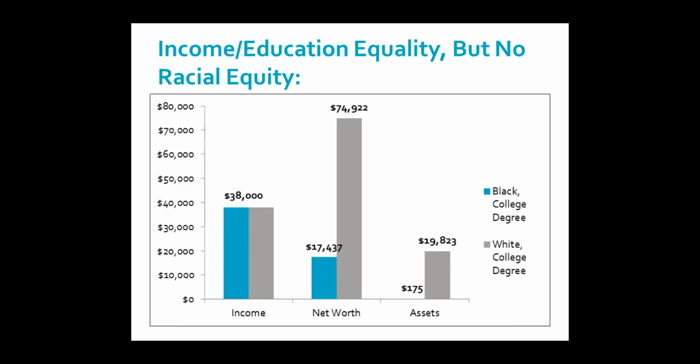And in terms of assets, a black person with a college degree has only $175 worth of assets, while the white person with a college degree has $19,823. So this shows you that even when things are equal in terms of income and education, there's still a disproportionate outcome with regard to wealth, and it very much needs a race analysis to understand.